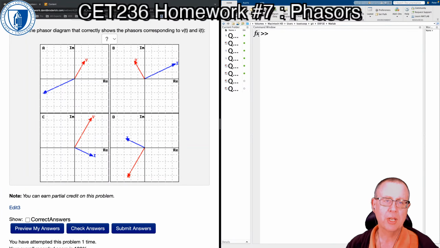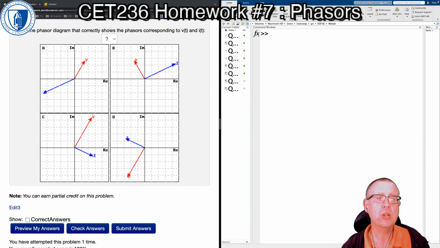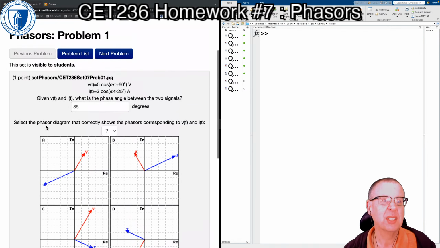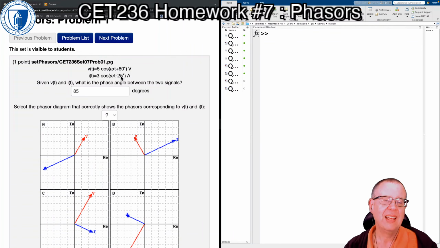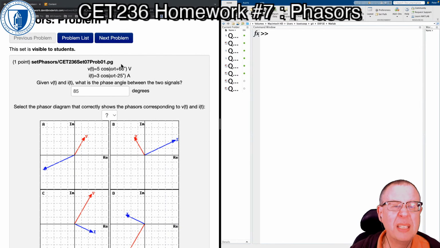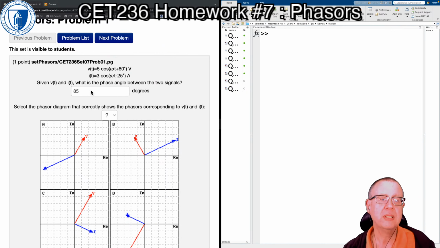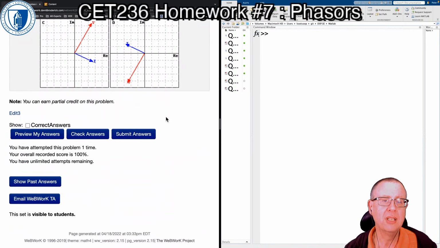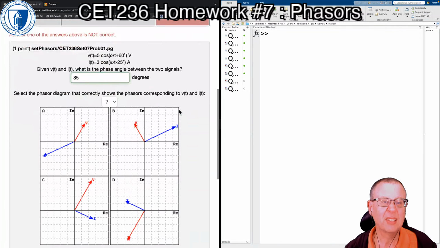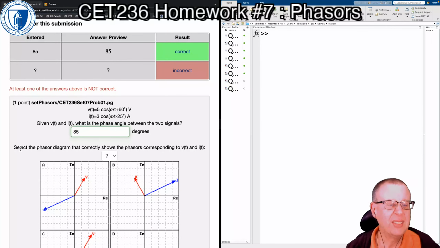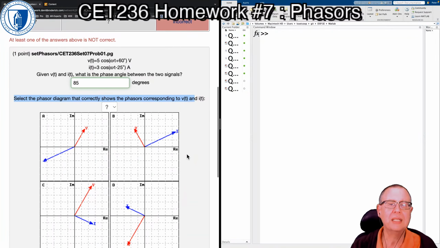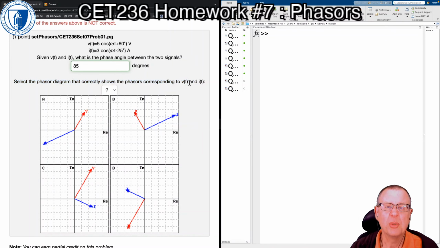Okay, this is just a quick run through for the Phasors homework, and here we've got Phasor problem 1. As you can see, for my example anyway, I have a plus 60 degree angle on my voltage and a minus 25 degree angle on my current, and so that means the angle between should be 85 degrees. Let's just check, that looks alright, and then select the phasor diagram that correctly shows the phasors corresponding to these.